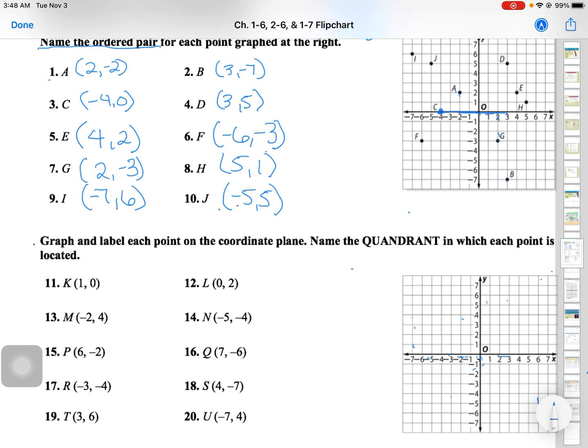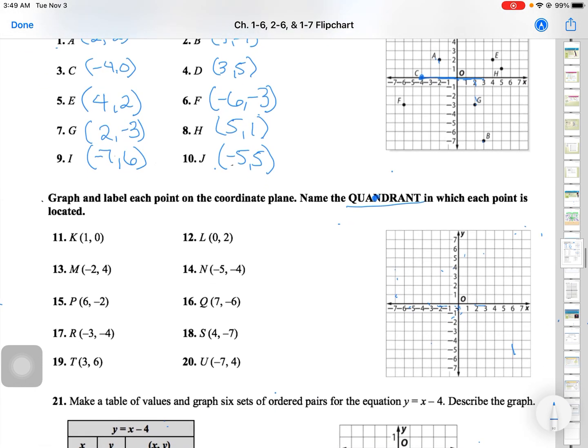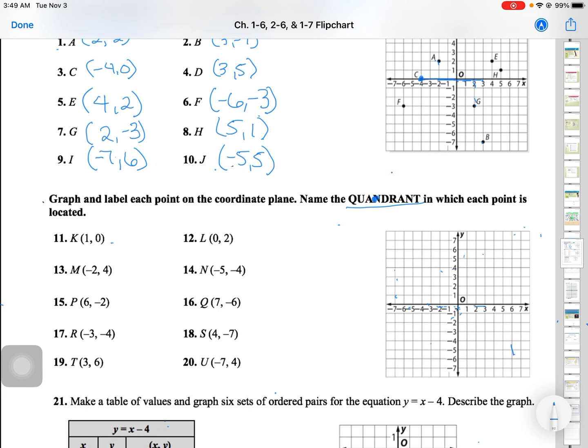Okay, in the next section, we're going to graph and then label each point. Name the quadrant in which each point is located. My paper says quadrant, but I believe it was fixed on yours. So it's a great idea if you put in lines so you don't forget to name the quadrants. If you forgot, why don't you pause the video and go ahead and do that now.